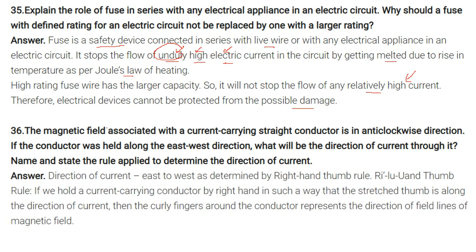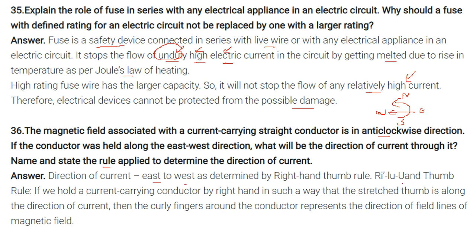A magnetic field associated with a current carrying straight conductor is in anti-clockwise direction like this. If the conductor was held along the east-west direction, what will be the direction of current through it? Name and state the rule being applied to determine the direction of current. So the direction of current is east to west, as determined by your right hand thumb rule.